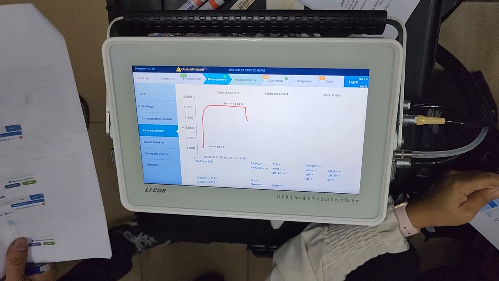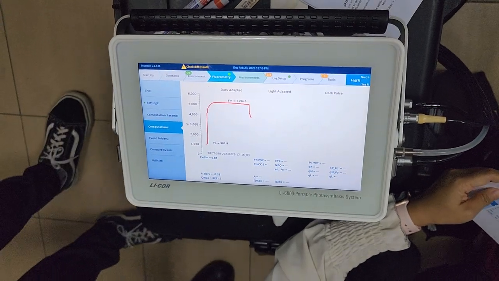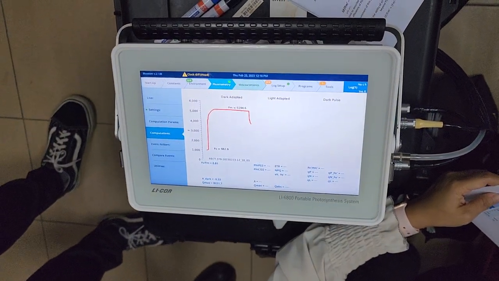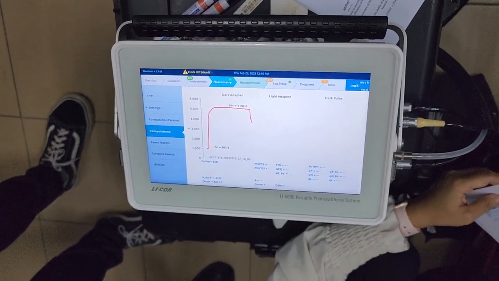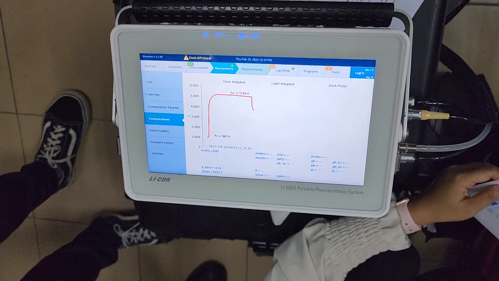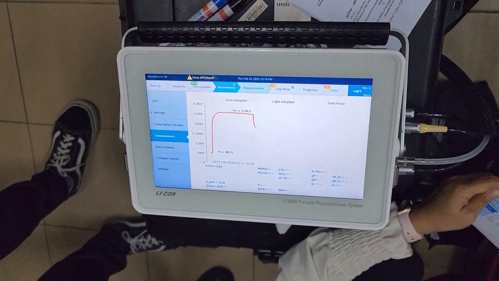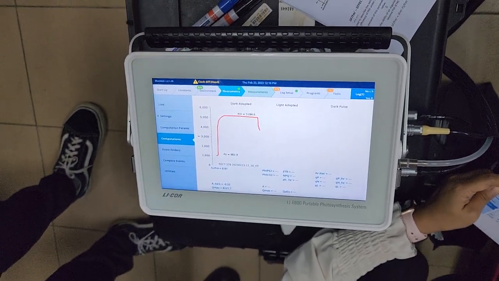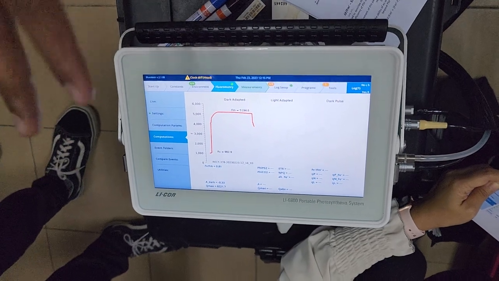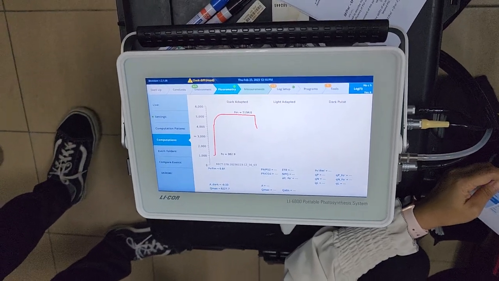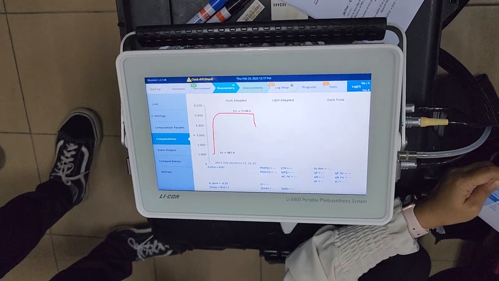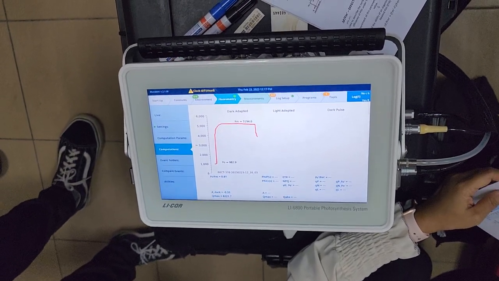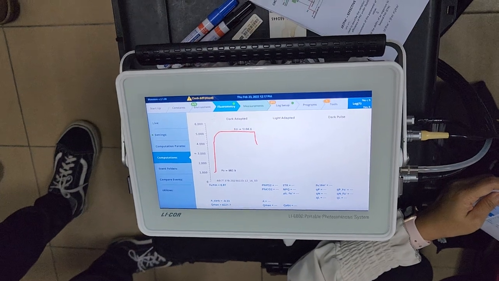So what is it? 0.181. So about 81%. But what we want to see is the PS2, that you need to light adapt first. Light adapt. Okay. Now the machine will keep this information, and we can tell it to do the light curve. But to do the light curve, you need to acclimate the plant to the light. You cannot give the light straight away 1500. You need to gradually increase it.